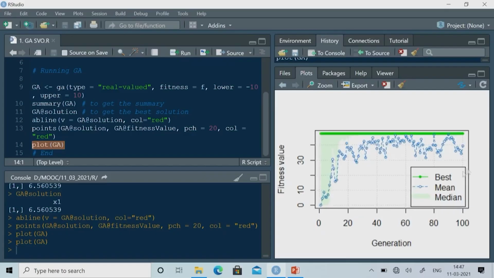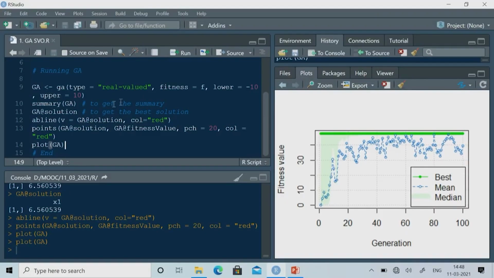You can see it is showing the best fitness and then the mean value as well as the median value, and you can see that with generation the mean value, that means all the populations, are actually converging towards the global optimal solution. Okay. So, this is the solution of this problem using genetic algorithm.